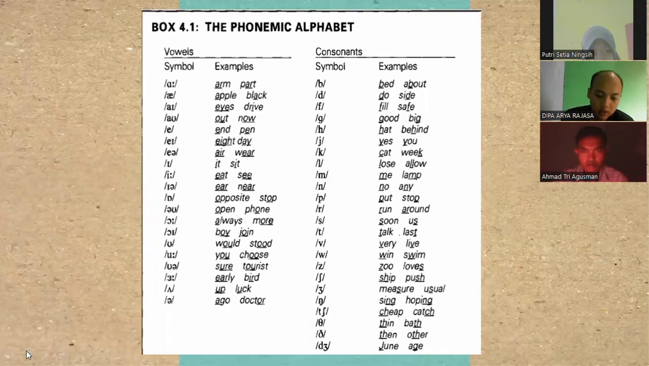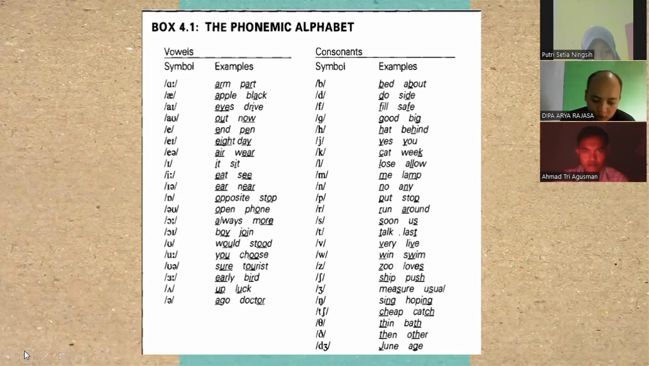So this is box 4.1, the phonetic alphabet, like symbol A, for example, arm, heart, and the side is consonant, the symbol B, for example, bed, about, and D, for example, do and side.